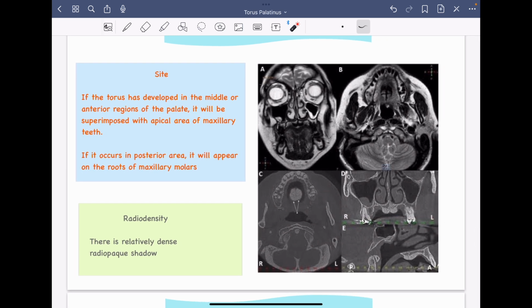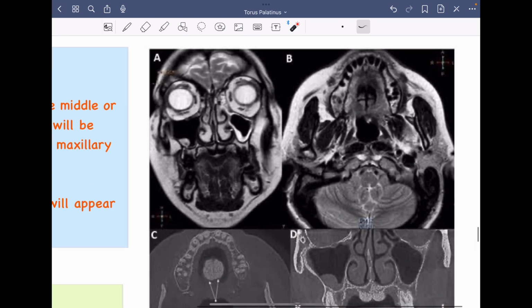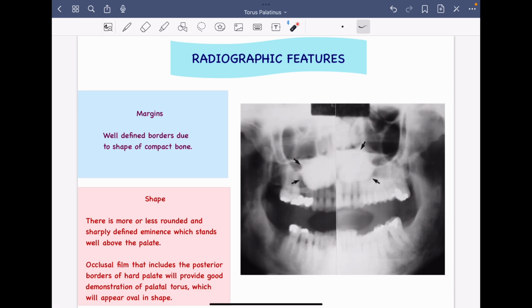Let's talk about the radiodensity. There is a relatively dense radiopaque shadow here that you can appreciate. As this is a calcified mass, it will appear radiopaque or radiodense on the radiograph or in the CBCT images as well. Here again you can appreciate this is your torus. Here is an OPG again depicting the same thing. Kindly take note of the margins or borders, well defined margins. I am stressing these radiographic features because ultimately they will help you to differentiate Torus palatinus from other pathologies.